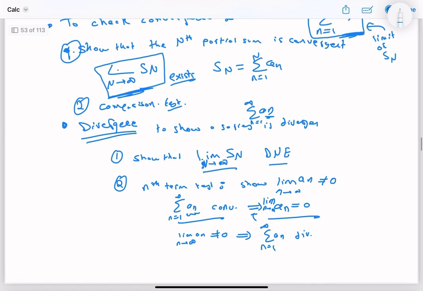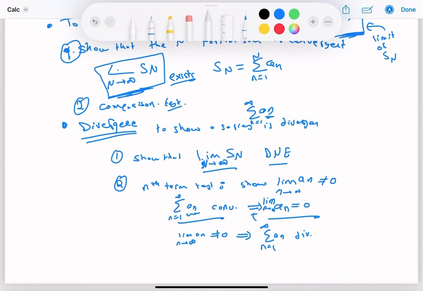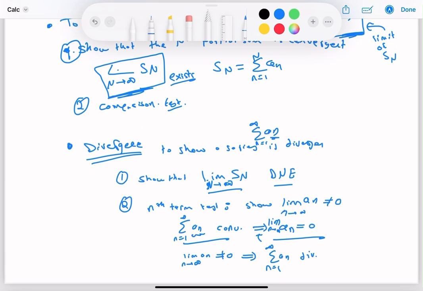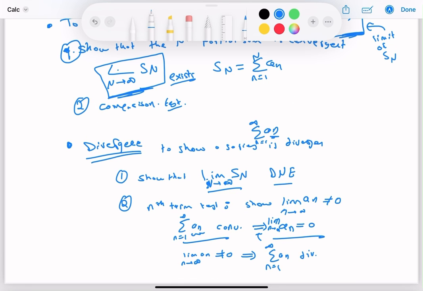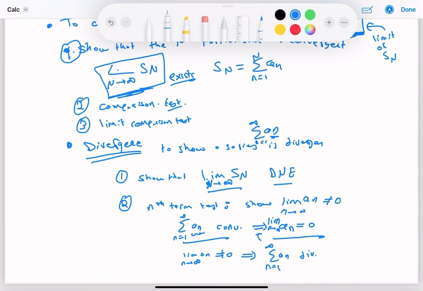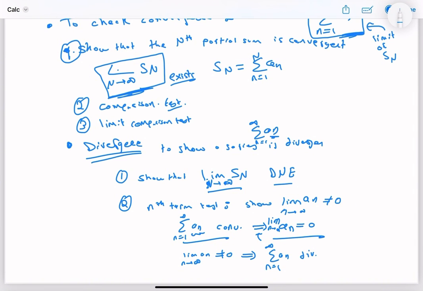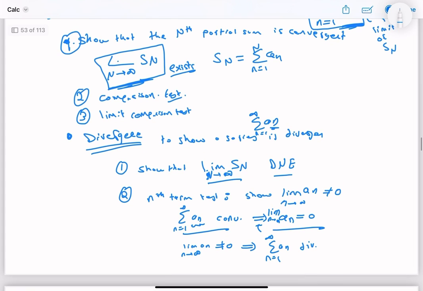So we're going to add a new tool to this list. The new tool is going to be the limit comparison test. This is going to be yet a new way of proving convergence of a series, and it is also going to be a tool for proving divergence of a series.